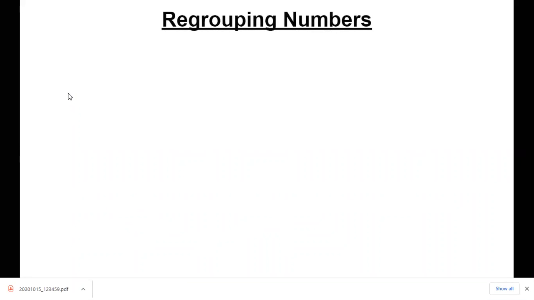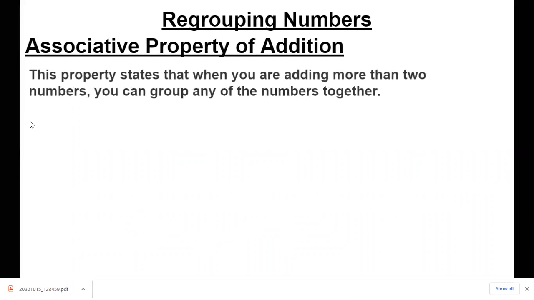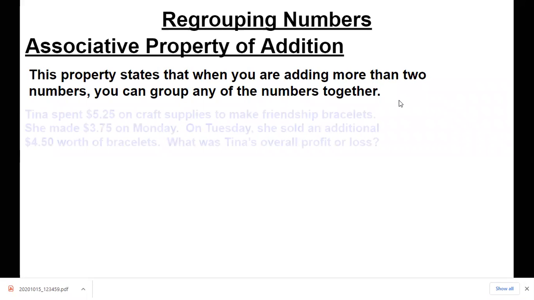Welcome back. Let's continue. How about regrouping numbers? Have you heard of the associative property of addition? The associative property says that when you are adding more than 2 numbers, you can group the numbers together in any way. And that's very helpful with positives and negatives.